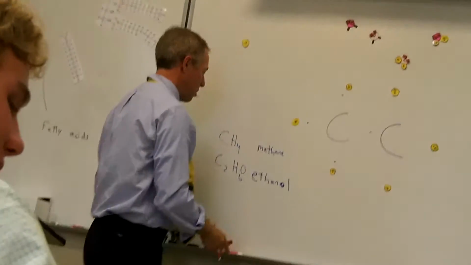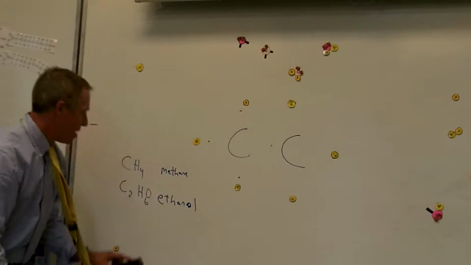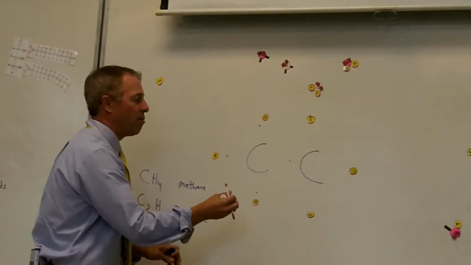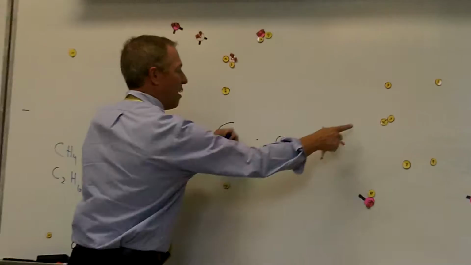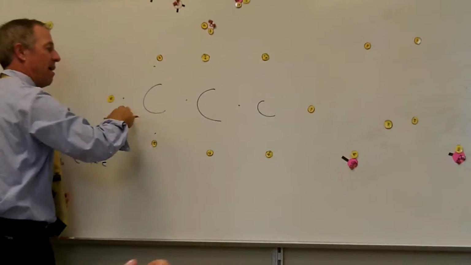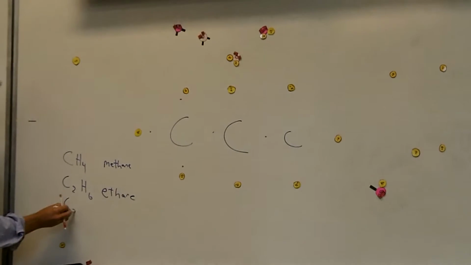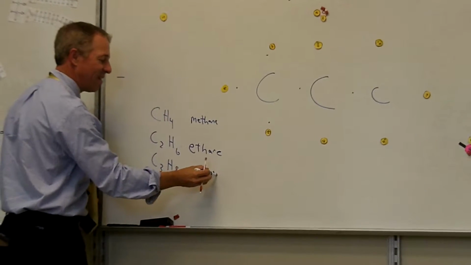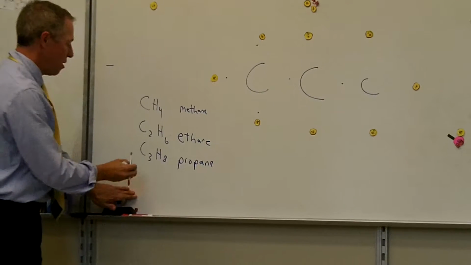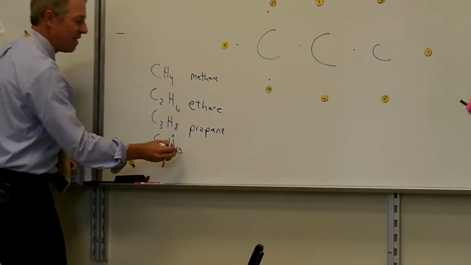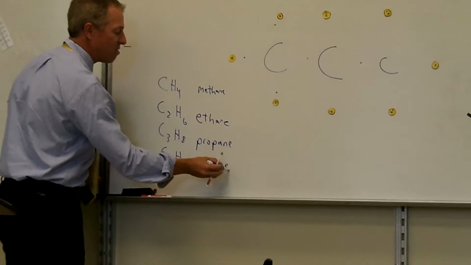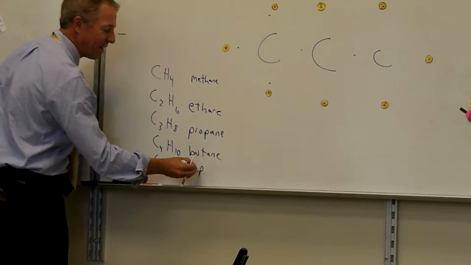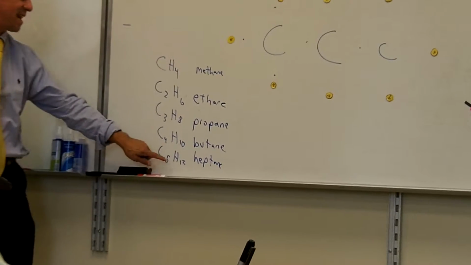So back to C2H6. That's ethane. We can keep making this molecule bigger. We can put another carbon on, and have C3H8. Methane, ethane, that's called propane. You ever heard of propane? It's a fuel that you can burn. C4H10 is called butane. These molecules can get bigger and bigger. C5H12, that's called pentane. Guess what C6H14 is called?